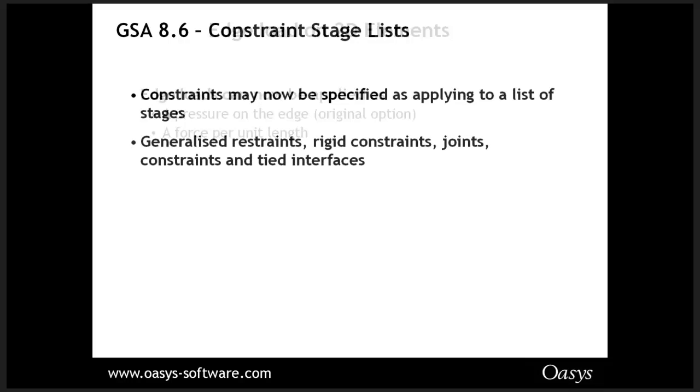Constraint stage lists. If you're using analysis stages in your model and you want to switch constraints on and off depending on the stage, then in the past you had to have a different record for each stage, even if you wanted the same constraint applied to several stages. Now you can just have the one record and refer to a list of stages.